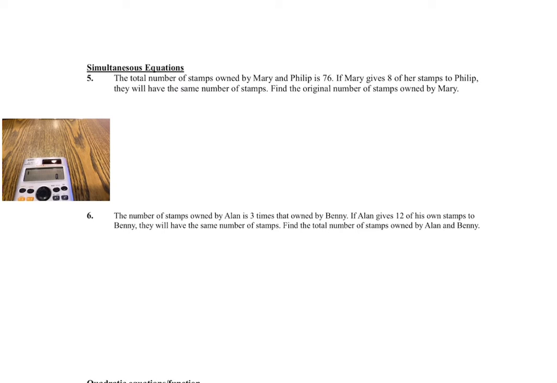This is part 3 of the Form 4 final revision exercise. This time we will be doing questions related to simultaneous equations. Simultaneous in English means something happening at the same time, so these equations have the same meaning. Simultaneous equations, happening at the same time. So let's read the question.